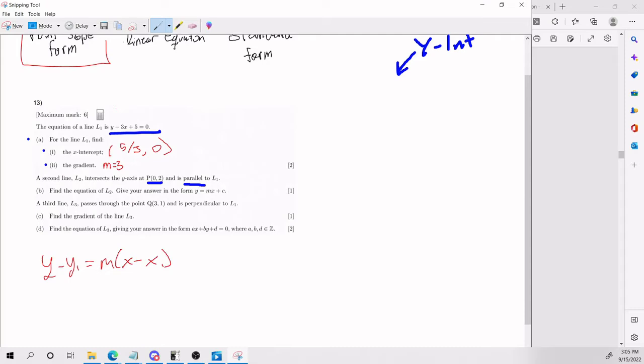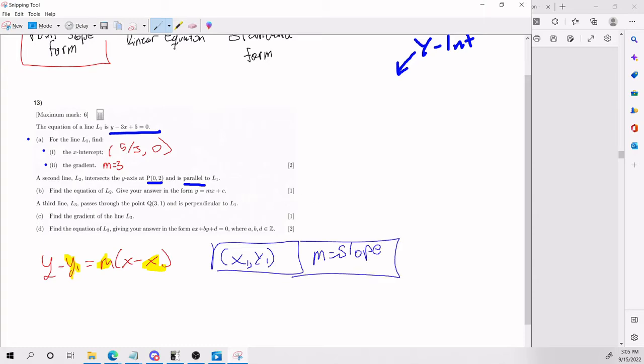So what do we need? We need this, this, and this. This x1 and y1 is quite literally a point. So if you have a point, you can use this. And the m, as we saw earlier, is the slope. If you have a slope and a single point, you can use this, and we will reach y equals mx plus c eventually. I will show you how. But once we identify that we have a point and a slope, we can use this.